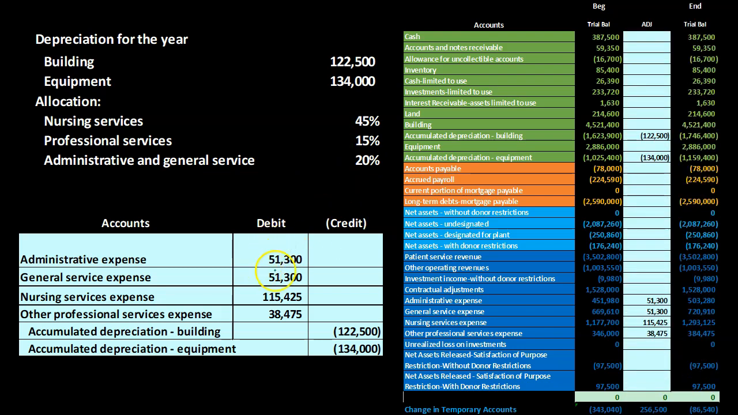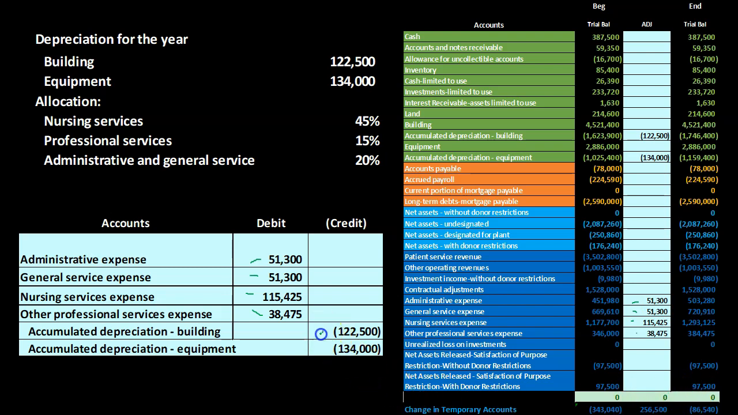So here we go. We've got the administrative expense, and then we have the general. We have the nursing. We have the other. So here they are posted. These are expense accounts. They have debit balances. They're going to be going up in the debit direction. As they do so, they'll be decreasing what would basically be the net income type number. The net income type number going down.